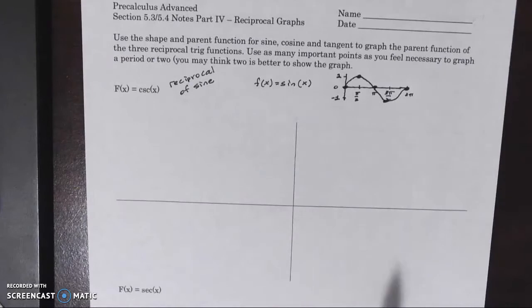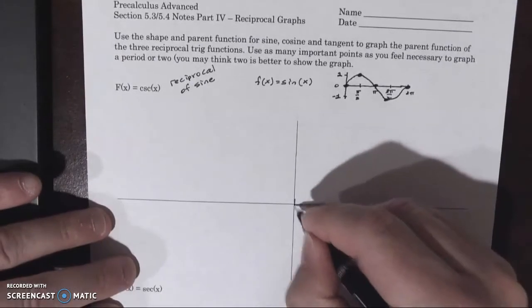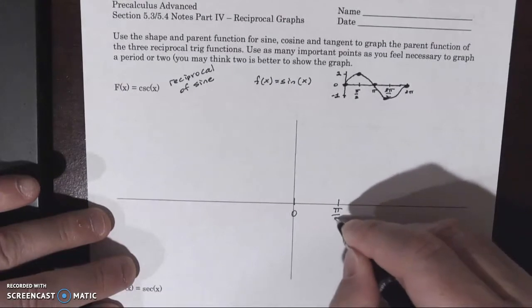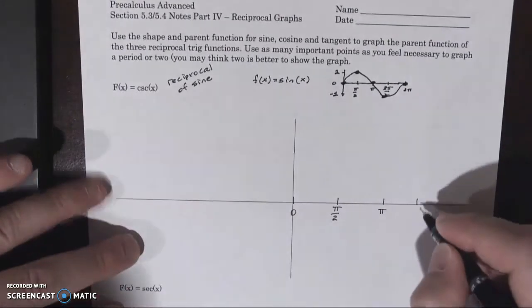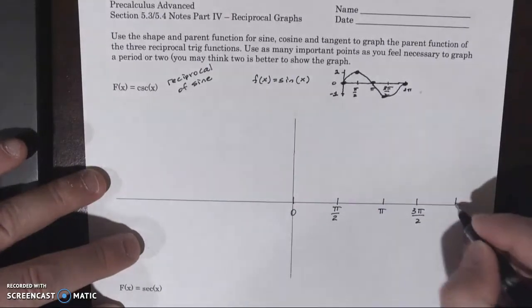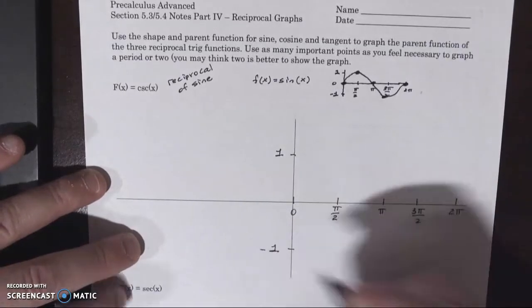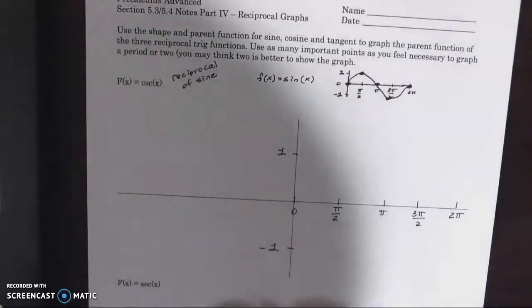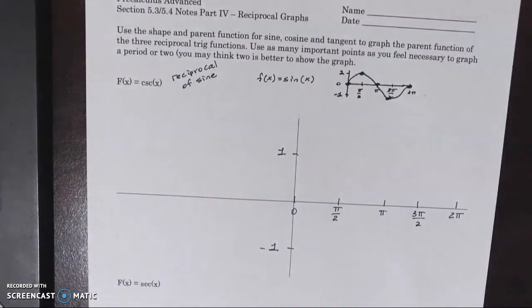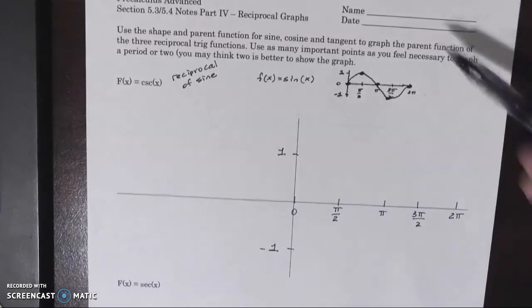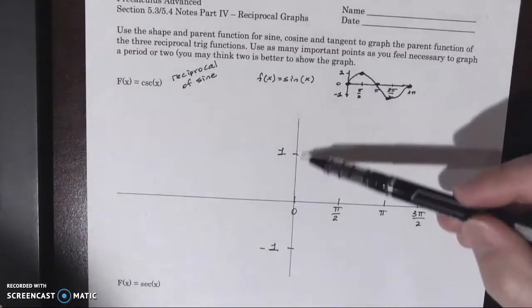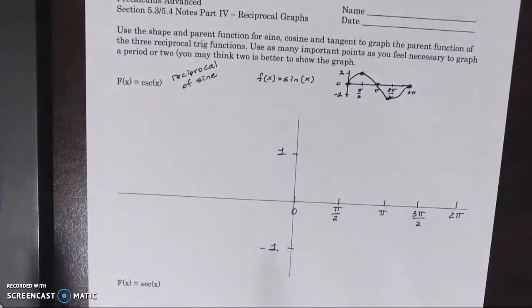Okay? Now, based on the reciprocals, there's no reason to change the 5 parent x values, or the 3 parent y values. If a sine graph makes one full cycle in a distance of 2 pi, then its reciprocal should do that as well. If a sine graph has important points, if we're going to graph 5 points, the zeros, the ones, and the negative ones, we should still do that with our cosecant graph.